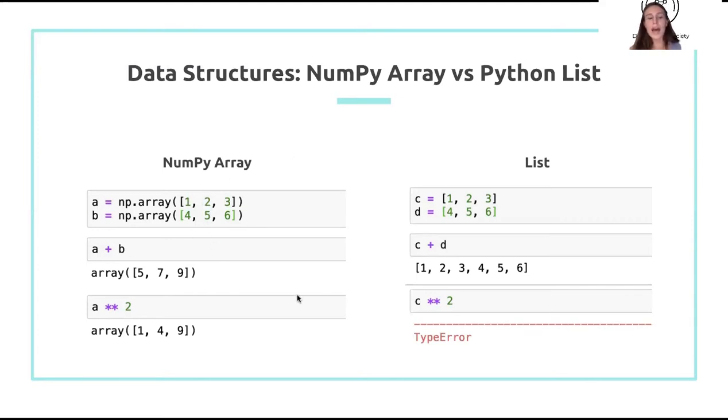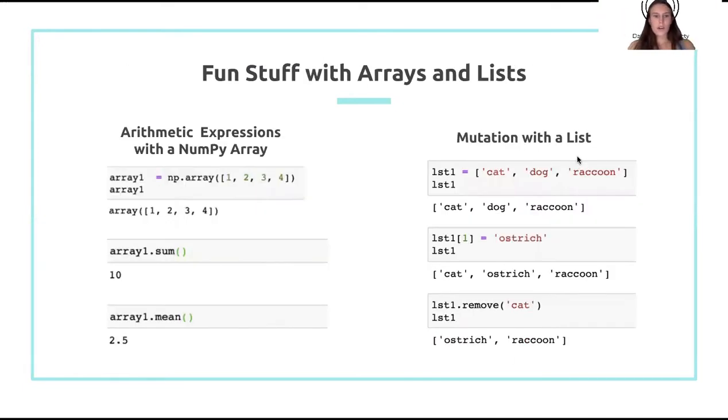That's our first difference. And then there are some operations that are a little bit easier on NumPy arrays than they are on lists. For example, with a NumPy array, you can do operations like raising each element to the power of 2 with this very simple line of code, whereas this will give you a type error if you try it on a list. There are ways of getting around this. We will see it later.